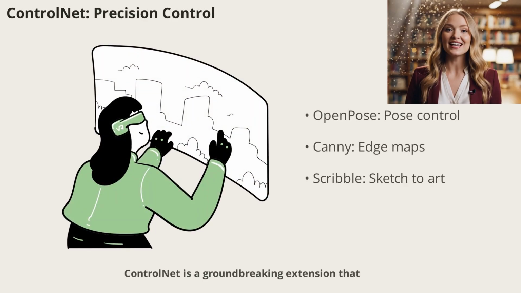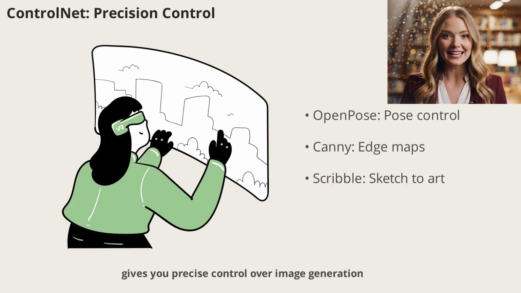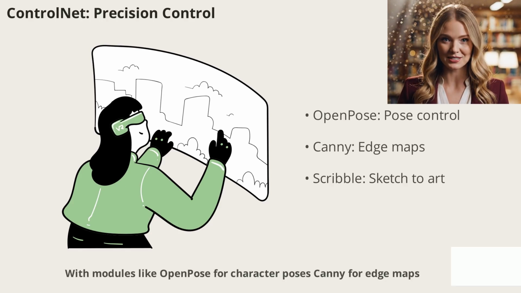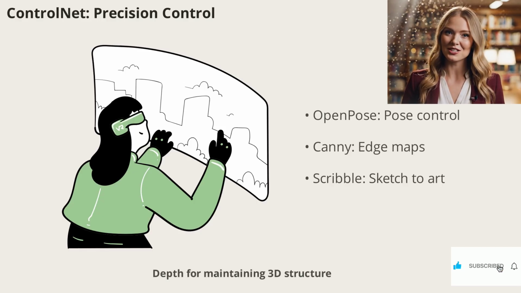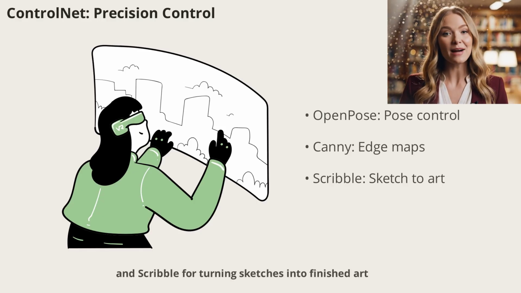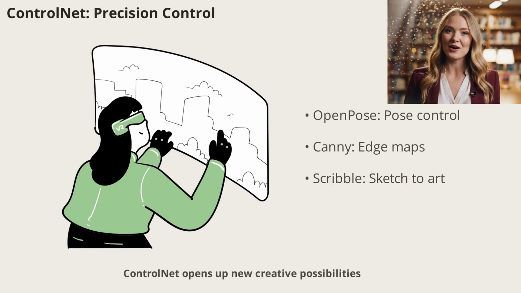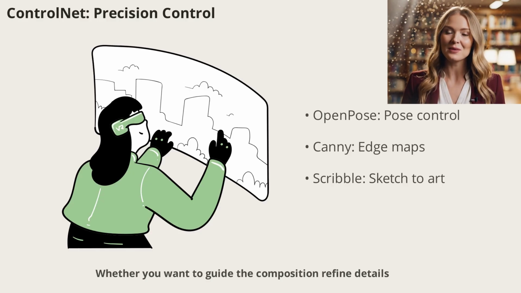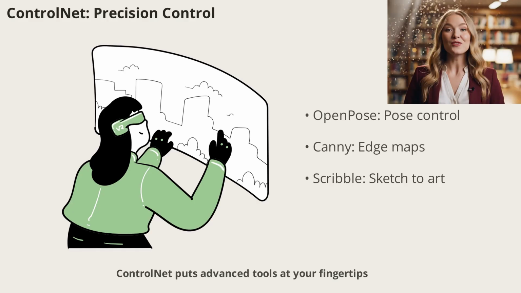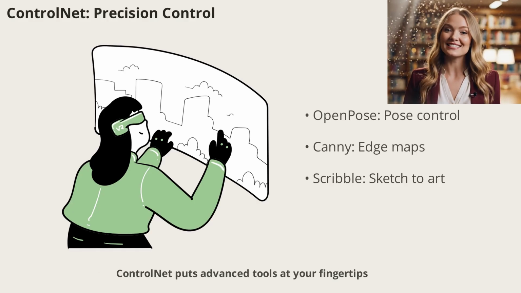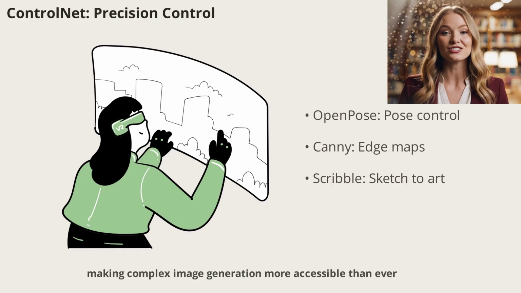ControlNet is a groundbreaking extension that gives you precise control over image generation. With modules like OpenPose for character poses, Canny for edge maps, Depth for maintaining 3D structure, and Scribble for turning sketches into finished art, ControlNet opens up new creative possibilities. Whether you want to guide the composition, refine details, or experiment with new workflows, ControlNet puts advanced tools at your fingertips, making complex image generation more accessible than ever.